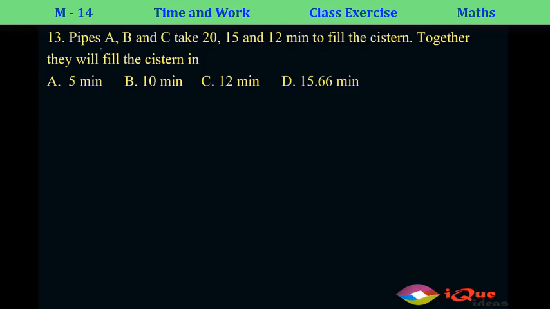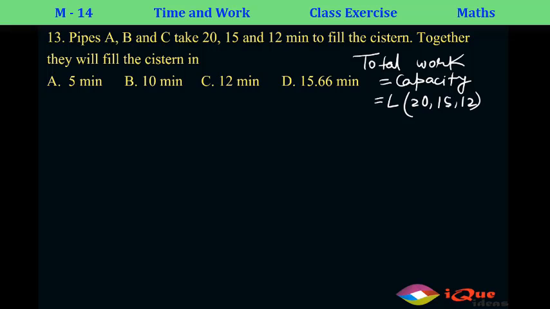Now this question says A, B, C take 20, 15 and 12 minutes. Very simple. Whenever more than one worker's times are given, you can first assume the total work to be the LCM. So total work in this case will be equal to the capacity of the cistern, and that can be calculated as the LCM of their times. So 20, 15 and 12. You can calculate the LCM as 60 liters. So let's assume that the total work to be done here is 60 liters.